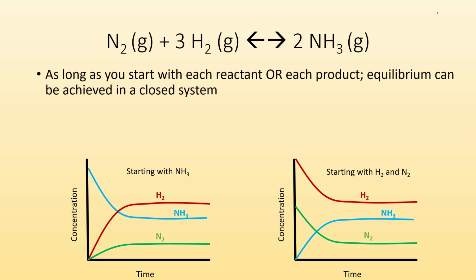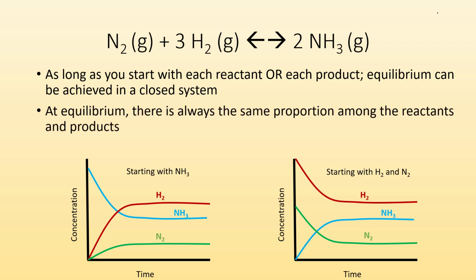As long as you start with either reactants or products, you can achieve an equilibrium with this reaction. So at equilibrium, there's always going to be the same proportion among the reactants and products. You can see on the left here, we started with NH3. So we have a significant amount of NH3 that we started with, and it declines until equilibrium is reached. And at the same time, we're producing H2 and N2 till equilibrium is reached.